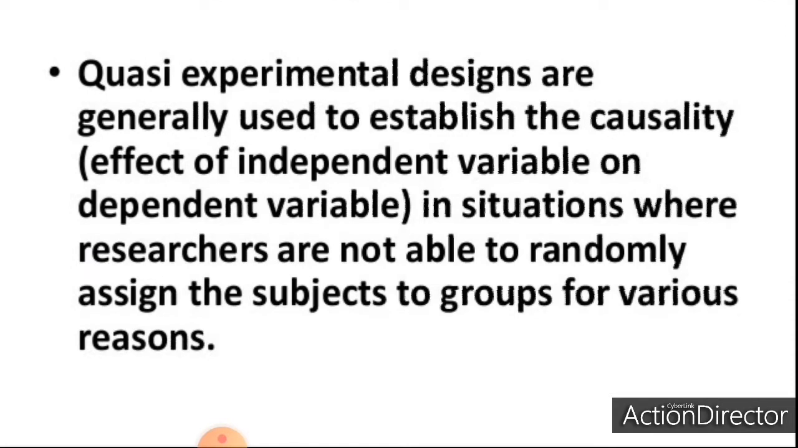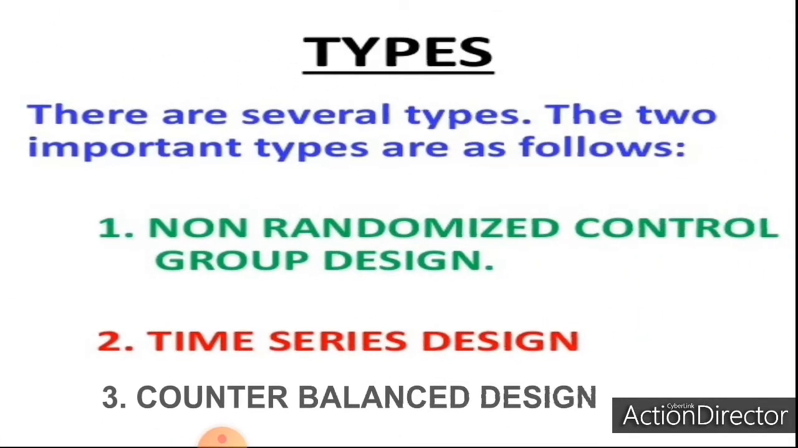Quasi-experimental design is generally conducted to find out the cause and effect relationship between variables. So, quasi-experimental research design is generally conducted to find out whether there is a cause and effect relationship between the selected variables. This design is used in situations where the researcher is not able to select the variables through randomization. Now, we can discuss the main types of quasi-experimental research design. They are non-randomized control group design, time series design and counterbalanced design.